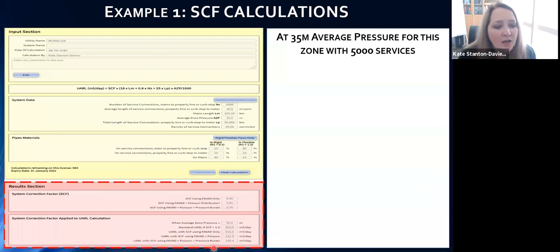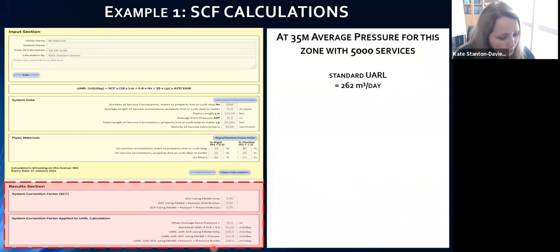So let's go back and zoom in on this results section first of all. These are the results for 35 meters average pressure in a zone with 5,000 services. What I really want to show you here is the difference between the values calculated under a standard UARL calculation and those with the system correction factor added in.